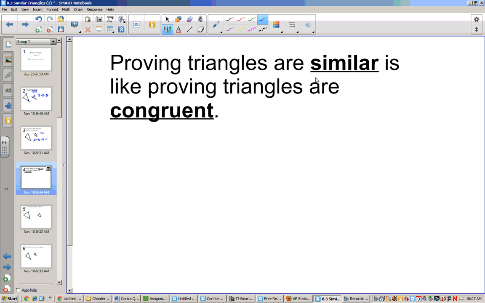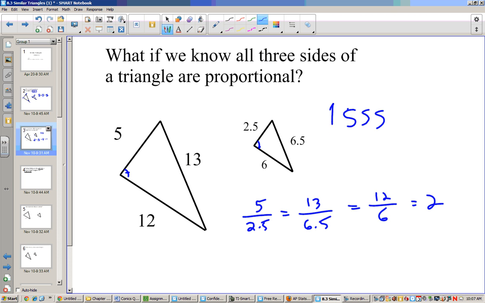Now, proving triangles are similar is very like proving that triangles are congruent. You remember SSS? The one difference is in the congruence chapter, side, side, side meant all three sides were congruent. All three matching sides were congruent or the same size. Now they have to be proportional.